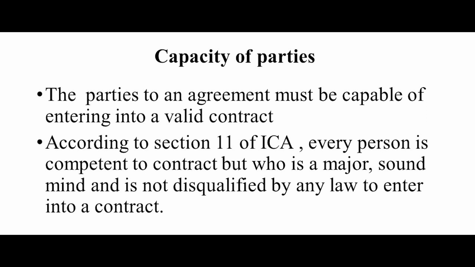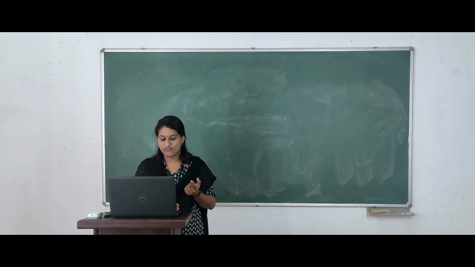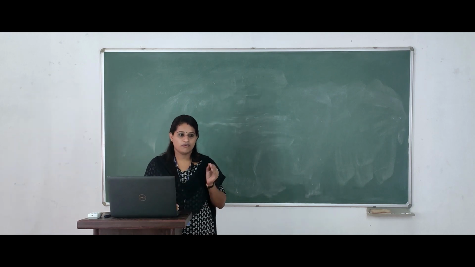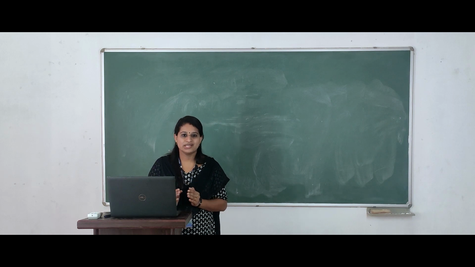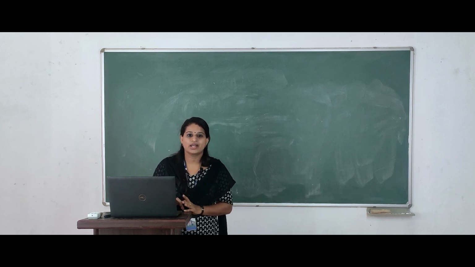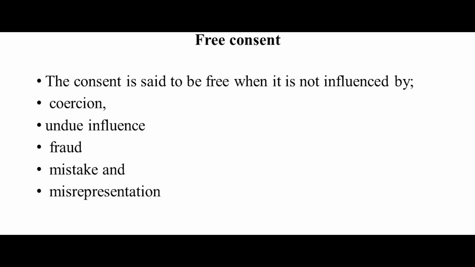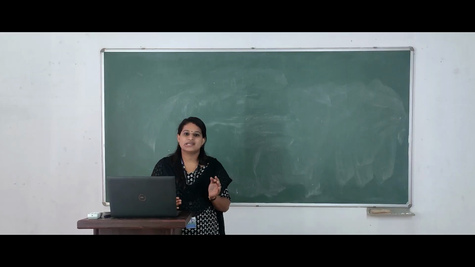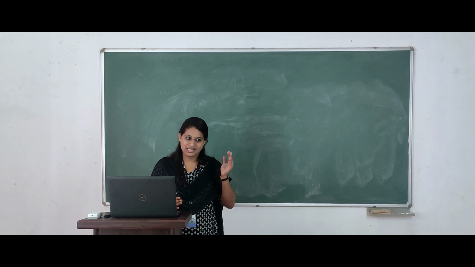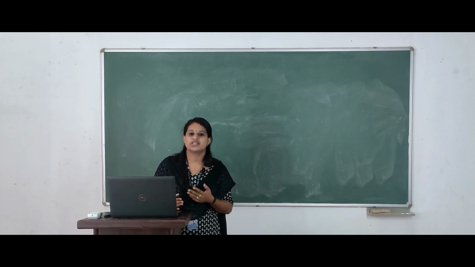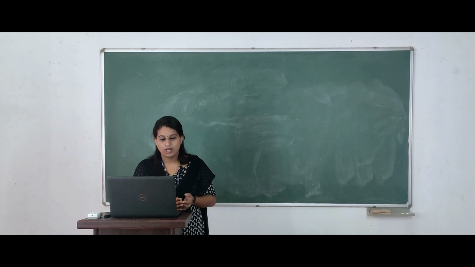Then the next one, free consent. While making a contract, the parties must provide their consent to enter into a contract, and the consent must be free. Consent is said to be free when it is not influenced by coercion, undue influence, mistake, misrepresentation and fraud. If the consent of the party is obtained by way of these five things, that contract is treated as a void one.